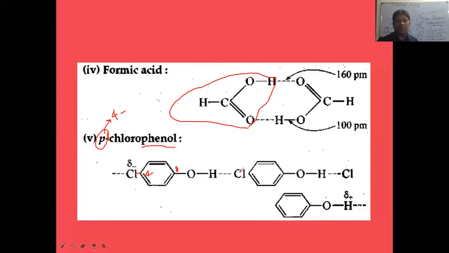In this case, this total is one molecule. Between one molecule and another molecule, hydrogen bonding is there, between this molecule and this molecule. Here the Cl atom is also involved. So between hydrogen and the more electronegative Cl also, hydrogen bonding is there. So that is about para-chlorophenol.